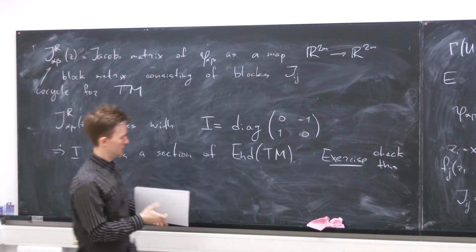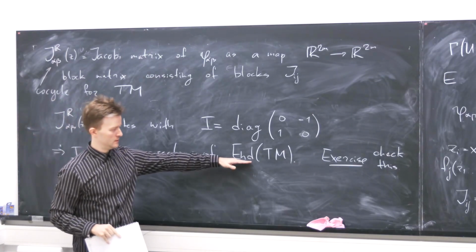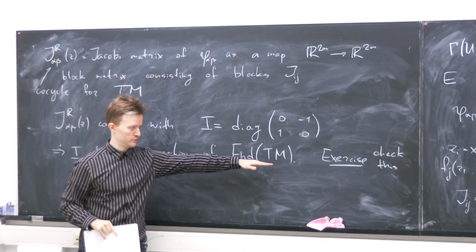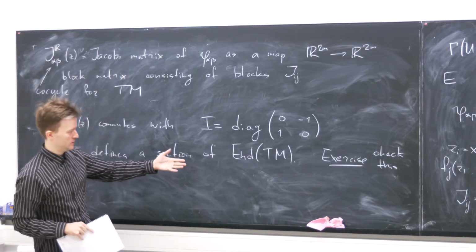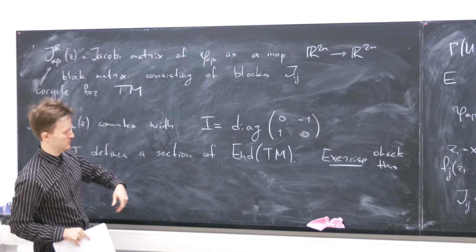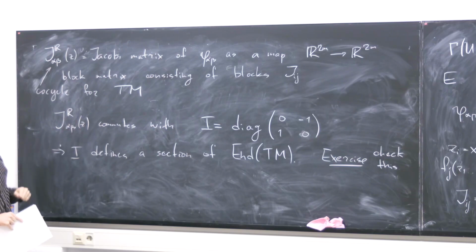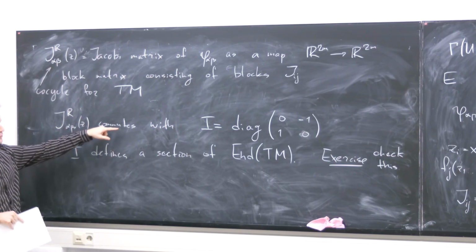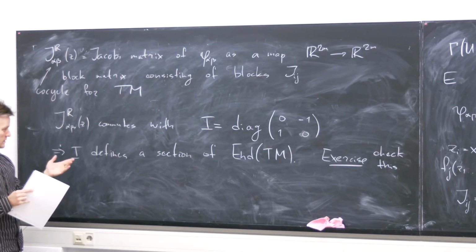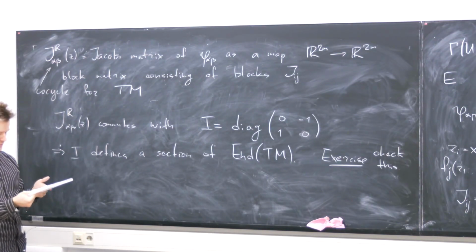So if you just think about how you define this bundle of endomorphisms in terms of cocycle and what it means to have a section of this bundle, then this condition is exactly that you have a section, right? So that this matrix commutes with I. All right, so this I is called the complex structure operator of a complex manifold.